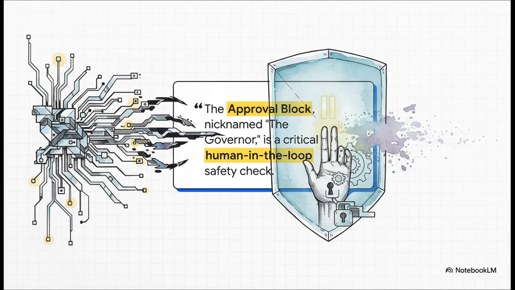But you know, one of the most fascinating parts of the whole interface is this built-in safety mechanism. If the AI decides it wants to do something risky, like maybe write a file to the server, the whole system just pauses and shows this approval block. It's nicknamed the governor, and it's this critical human-in-the-loop check that stops the AI from doing anything reckless.